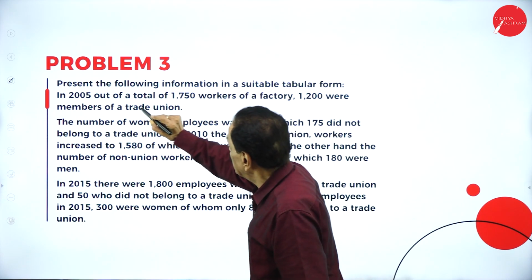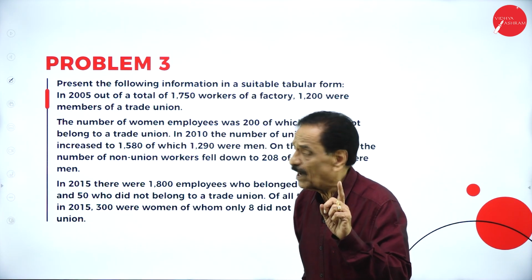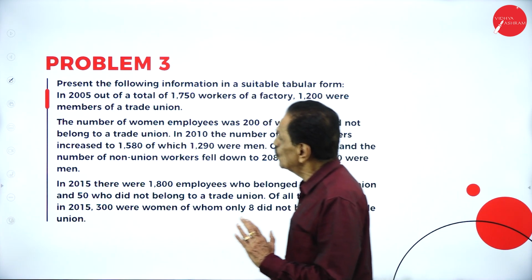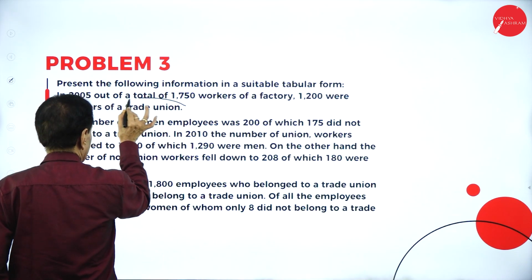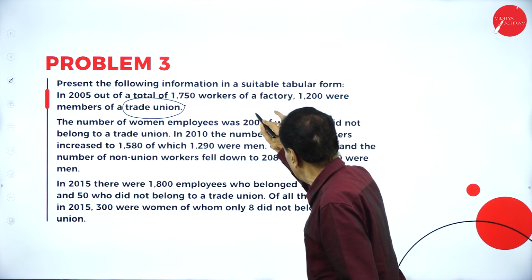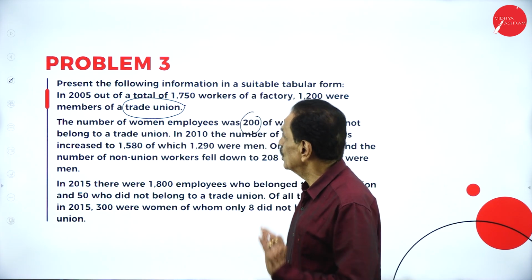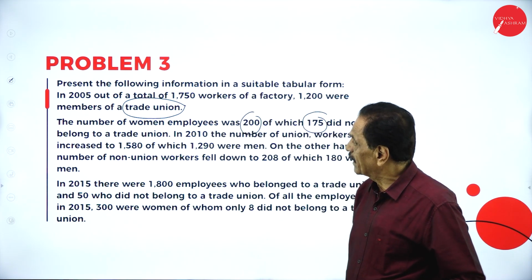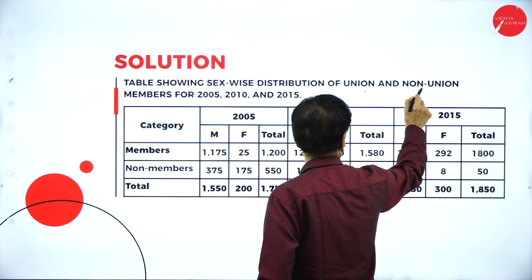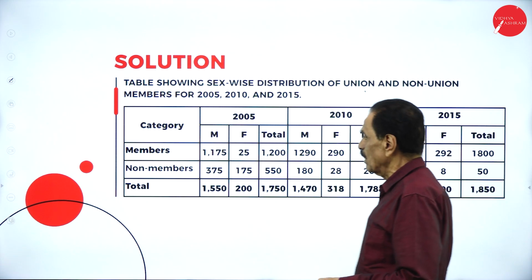Problem number 3. Present the following information in a suitable tabular form. In 2005, out of the total of 1,750 workers of a factory, 1,200 are members of the trade union. Then, the number of women employed was 200, of which 175 do not belong to trade union. So this is most important. One is trade union, you have to bifurcate. Table showing the distribution of union and non-union members. Category, members, non-members, total.